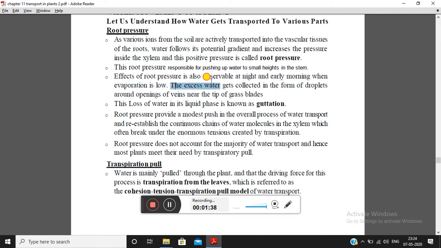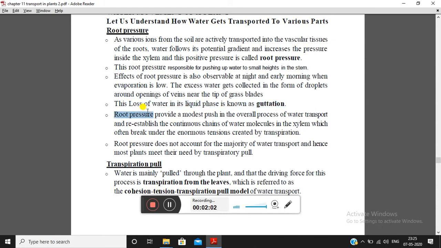The excess water gets collected in the form of droplets around the opening of veins near the tip of grass blades. This loss of water in the liquid phase is known as guttation. So if you see in the early morning, there would be droplets on the surface of the grass, and that is because of the loss of water, which is known as guttation.